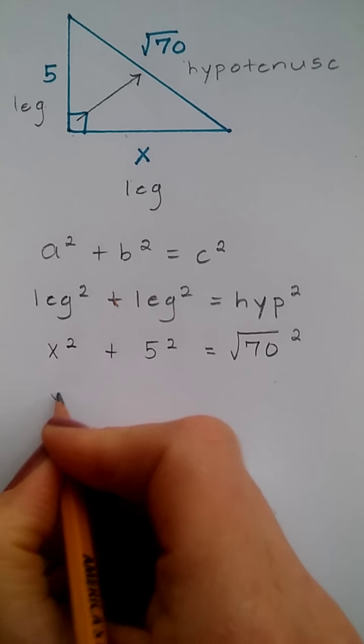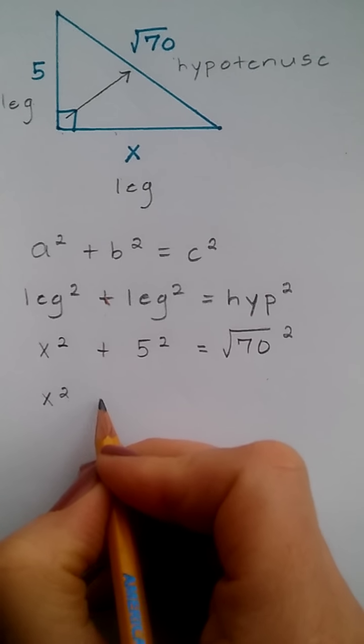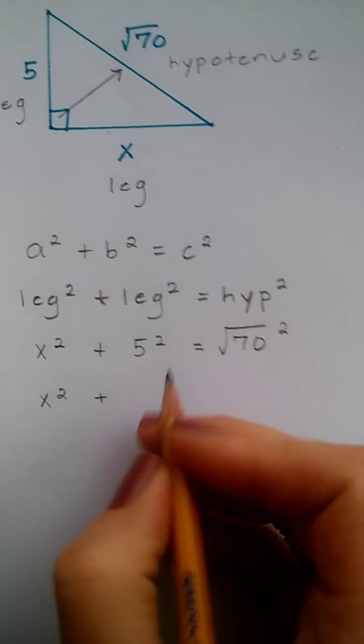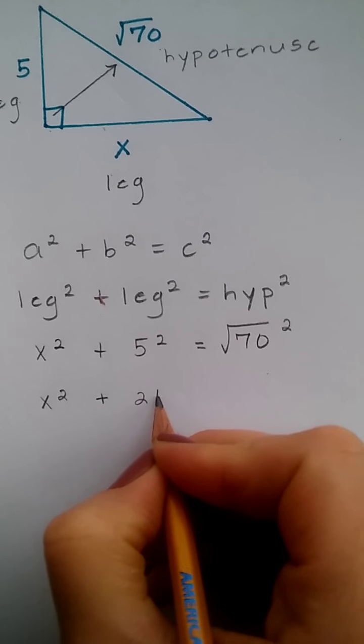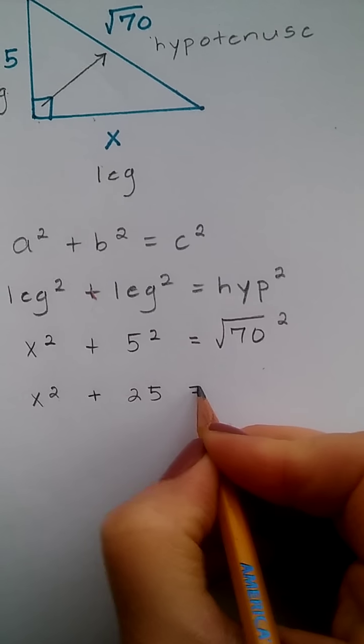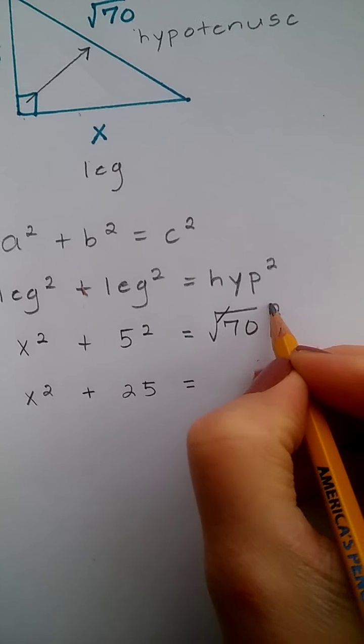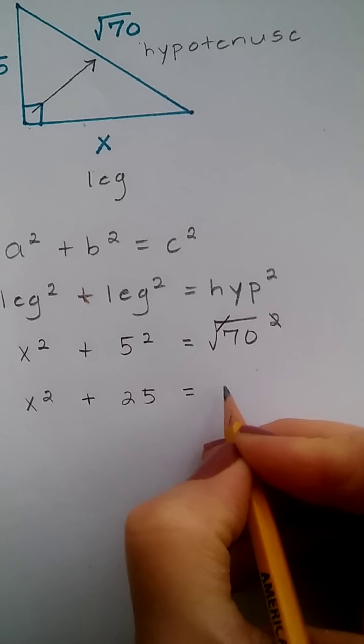So here, x squared is the first term. 5 times 5 is 25. And right here, the square root and the exponent of 2 undo each other, so this is just 70.